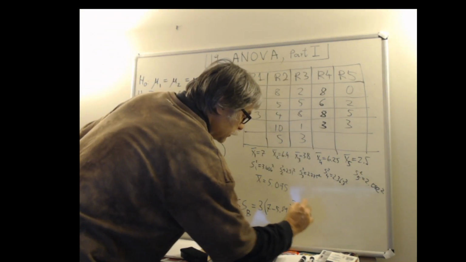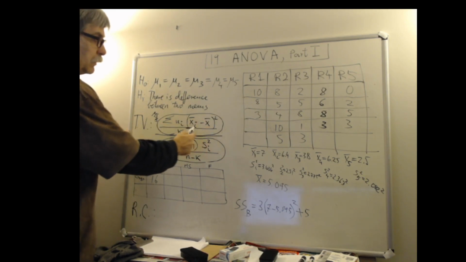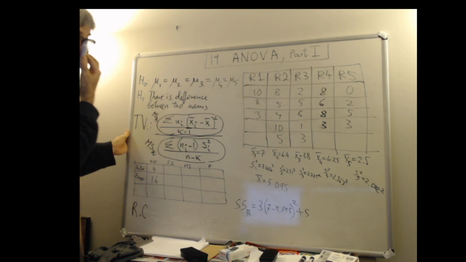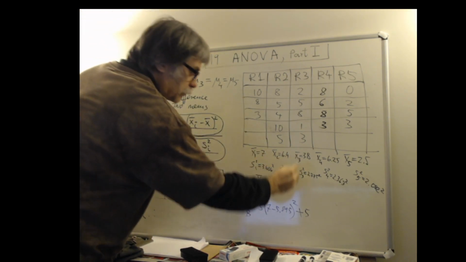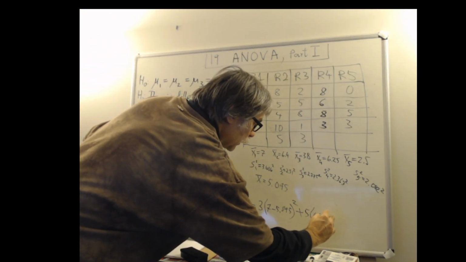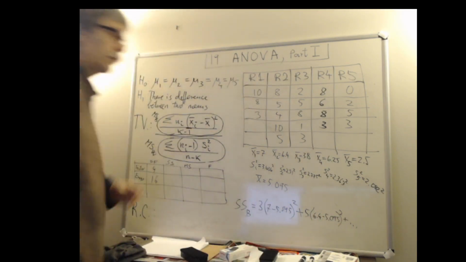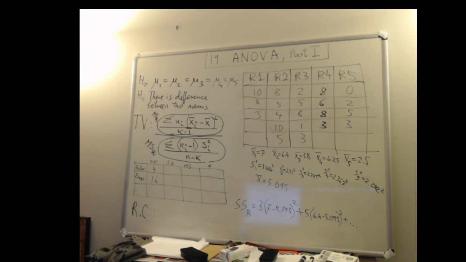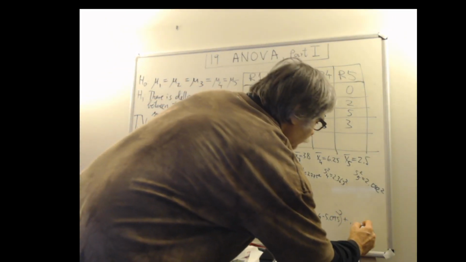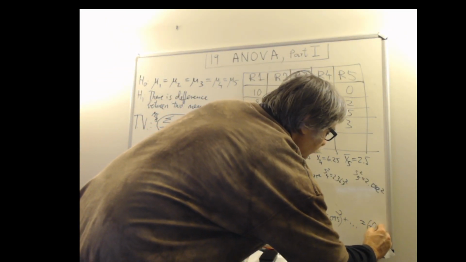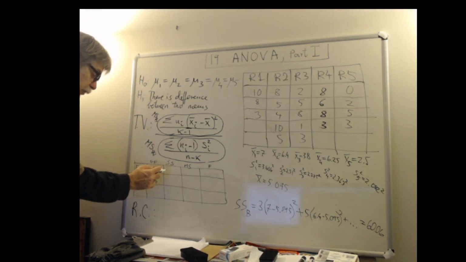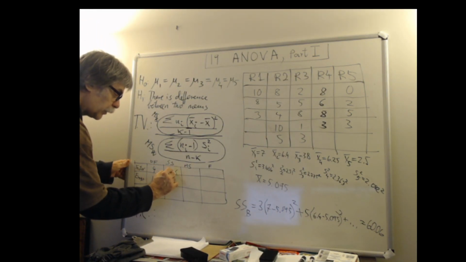5, that's n in the second group, times the mean in the second group, 6.4, minus the overall mean, 5.095, squared. Plus, you have 3 more groups to do. I'm not going there. But once you finish that and add all of it, you'll end up with, let me check this, 60.06. That number goes here, the sum of squares between the groups, 60.06.